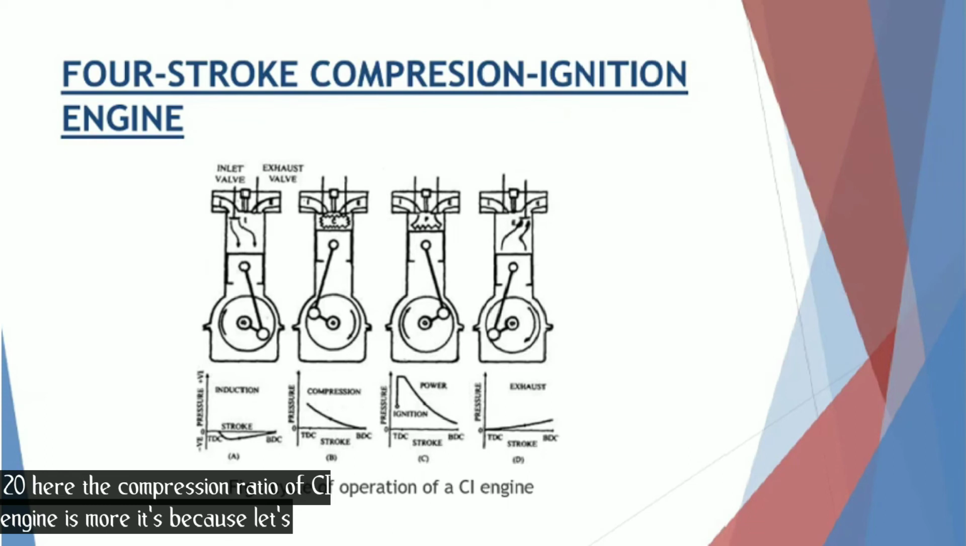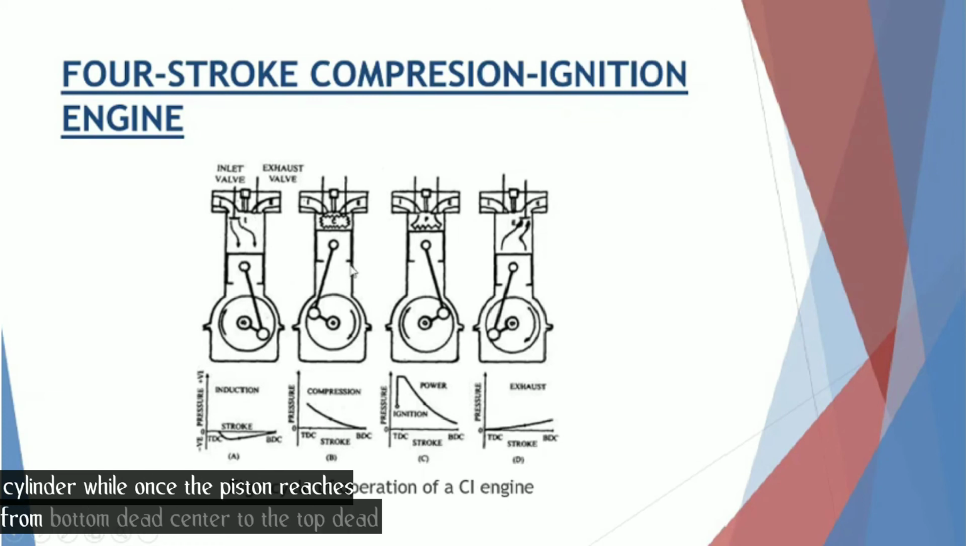It's because, let's first talk about what is compression ratio. The compression ratio is the ratio of the volume of the cylinder to the clearance volume. As I already told, this complete volume is the volume of the cylinder, while once the piston reaches from bottom dead center to the top dead center, the remaining volume is called the clearance volume. So the compression ratio is the ratio of the complete volume of the cylinder to the clearance volume.